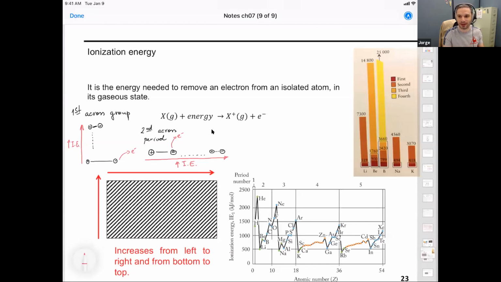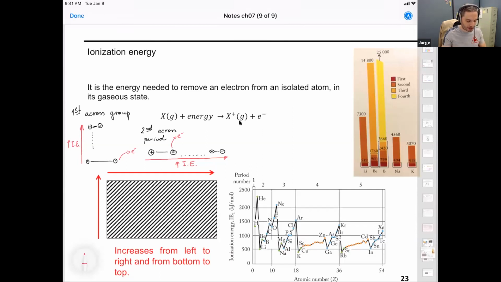Okay, removing one electron, that's called first ionization energy. To remove a second electron, second ionization energy. The third electron, third ionization energy, and so on. And here I'm showing you how the ionization energy, first, second, third, and fourth, changes for some elements in the periodic table.